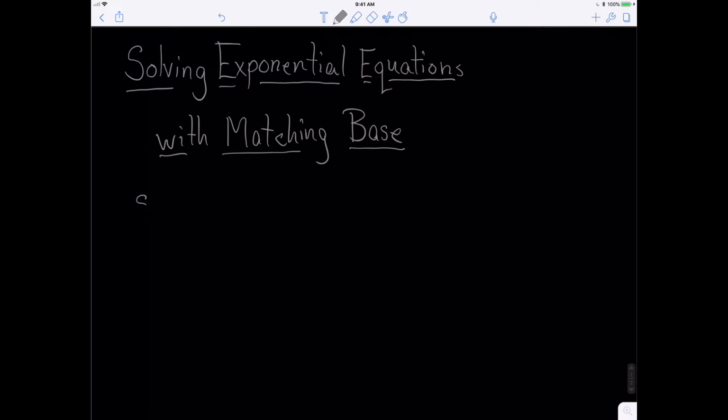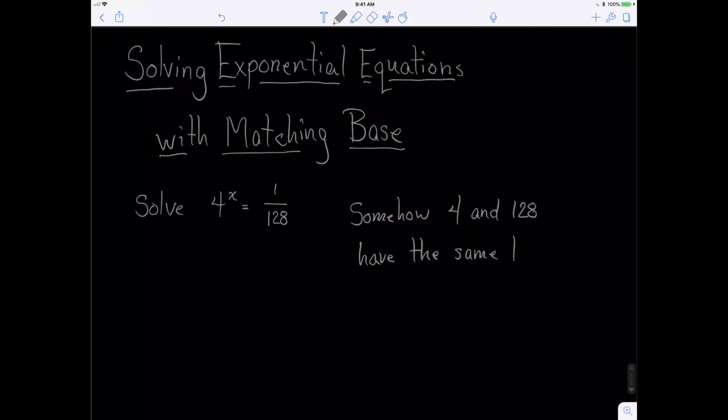So our first one is this: solve 4 raised to the x equals 1 over 128. Well, if we look at this problem, somehow 4 and 128 have the same base. Now let's take a look at how.